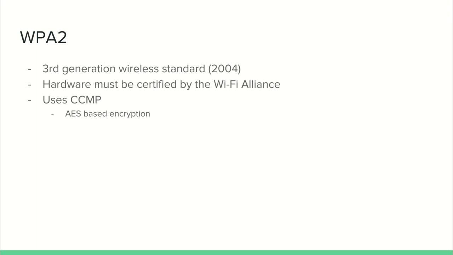WPA2 was the follow-up that WPA was waiting for. It was standardized in 2004. This is the first standard in which all hardware must be certified by the Wi-Fi Alliance before advertising its WPA2 support. For encryption, it uses an AES-based encryption called CCMP, which stands for Counter Mode Cipher Block Chaining Message Authentication Code Protocol. So naturally, people called it CCMP for short.